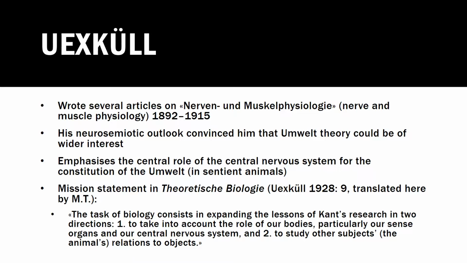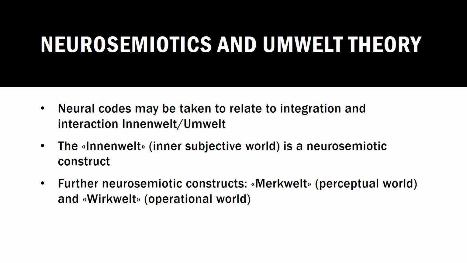And these two points are, of course, related as well, since object perception by sentient animals is mediated through the nervous system. So this is really at the core of the Umwelt theory, at least insofar as the Umwelt theory is about sentient animals with a nervous system.